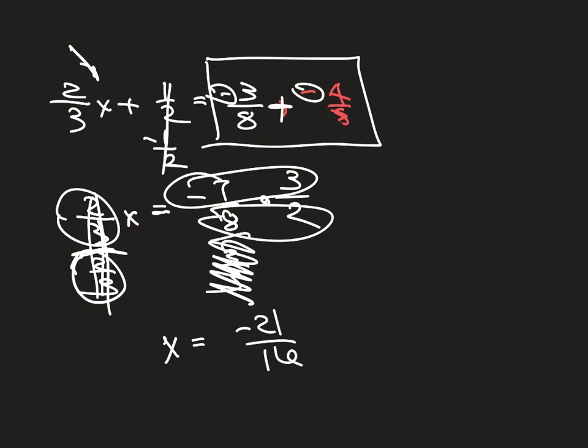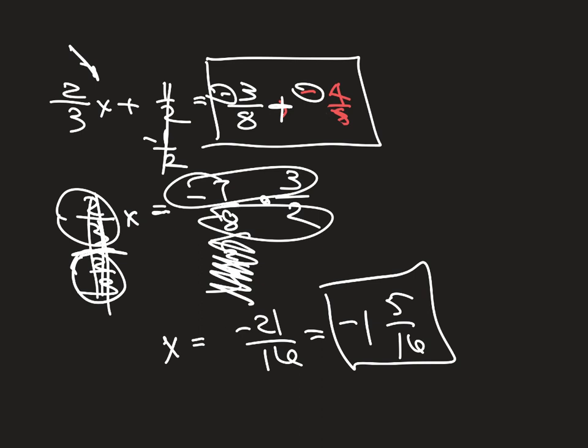And there's our answer. Leave it this way. Do not change it to 1 5/16. In algebra, very rarely do we use mixed numbers, which is what this is. We use what are called improper fractions, where the numerator, the top number, is bigger than the bottom number. So there we go.